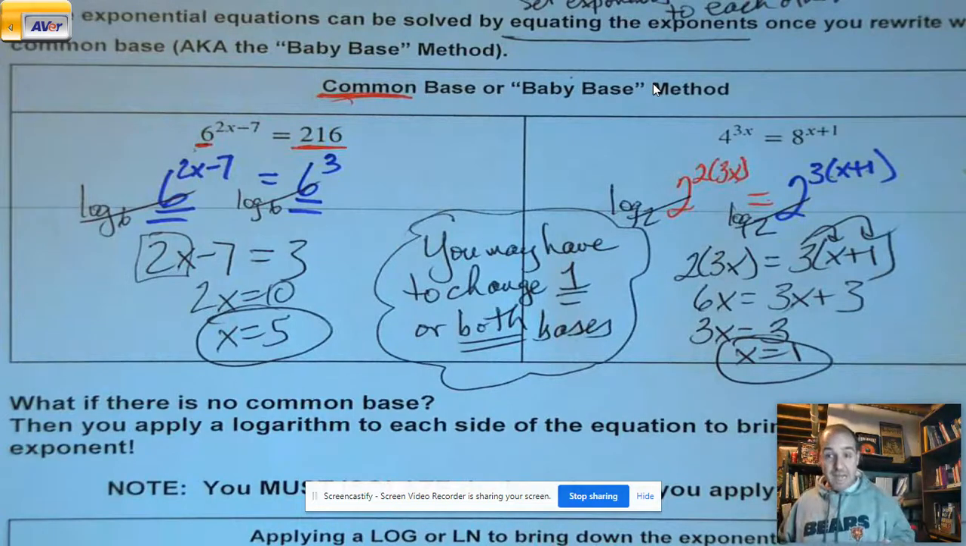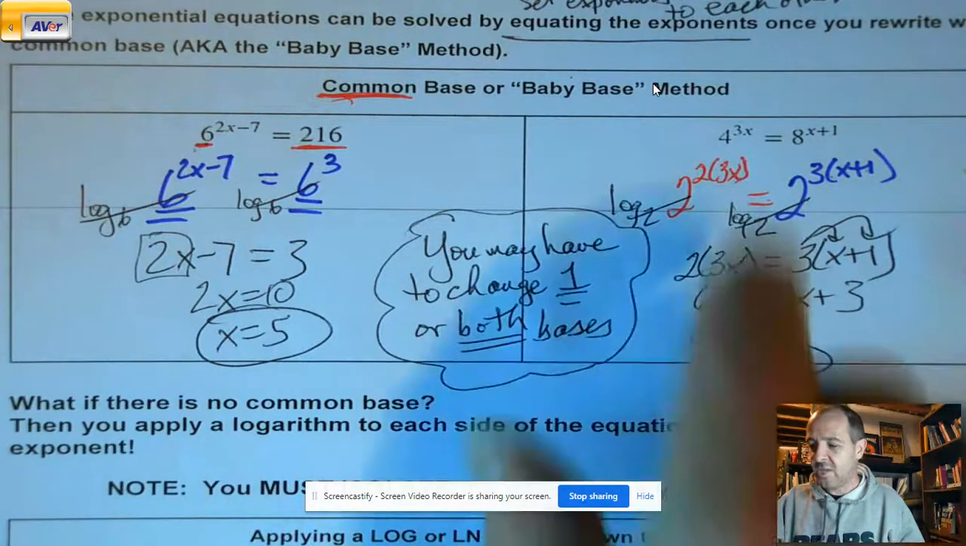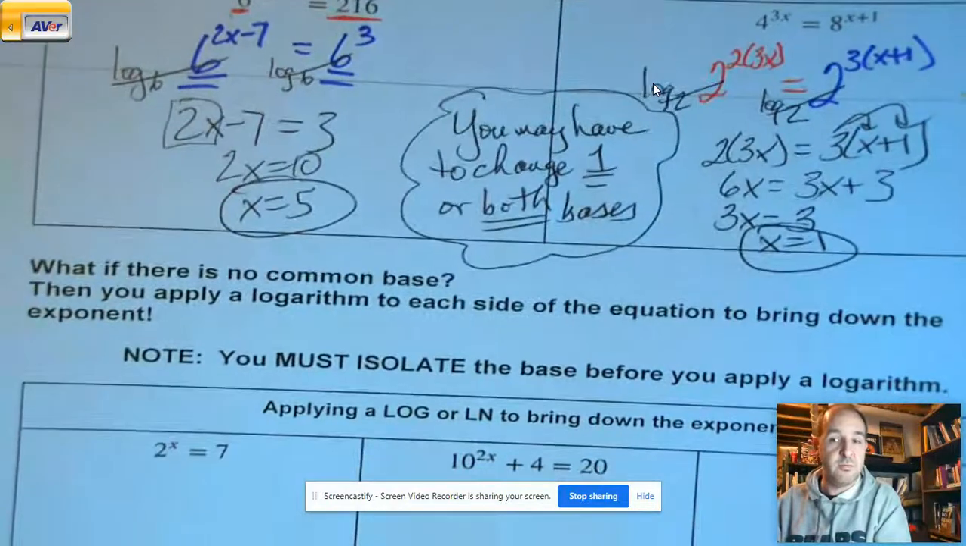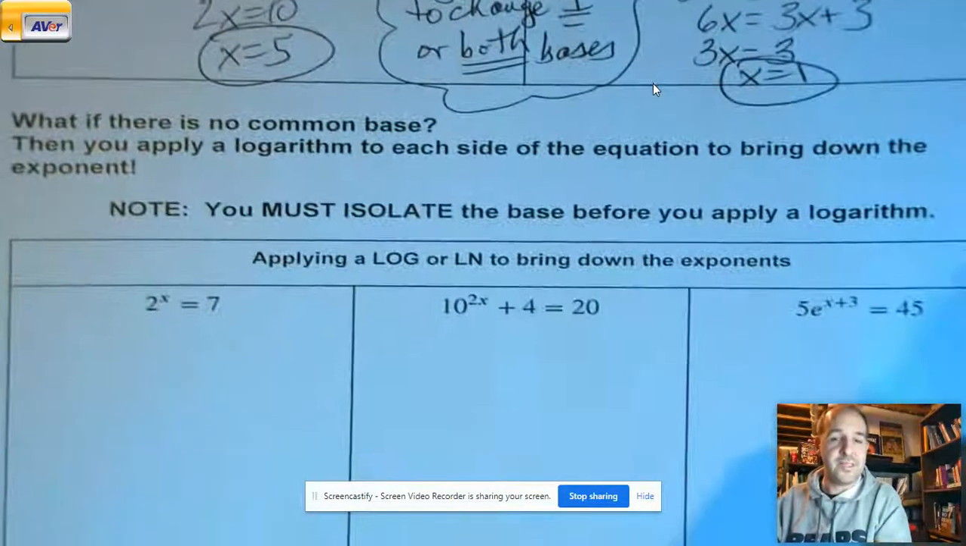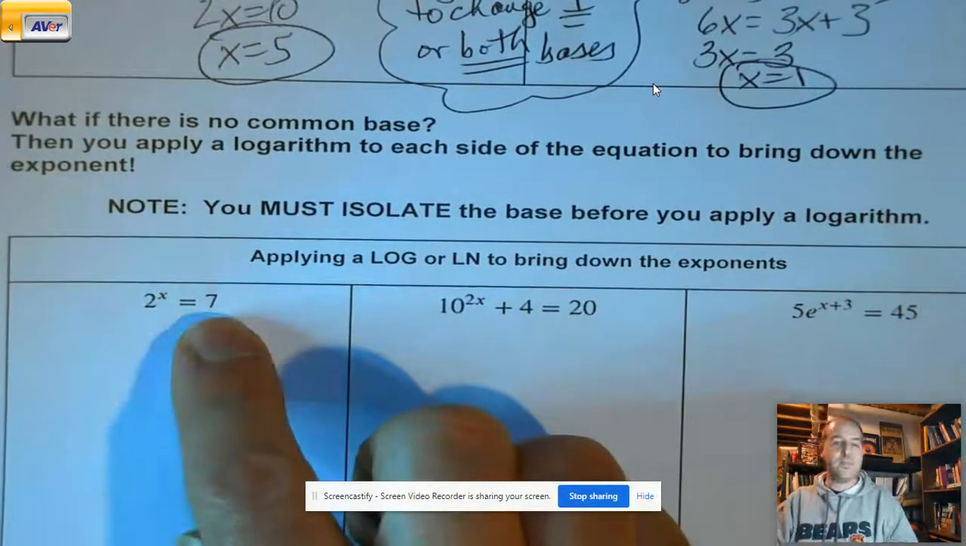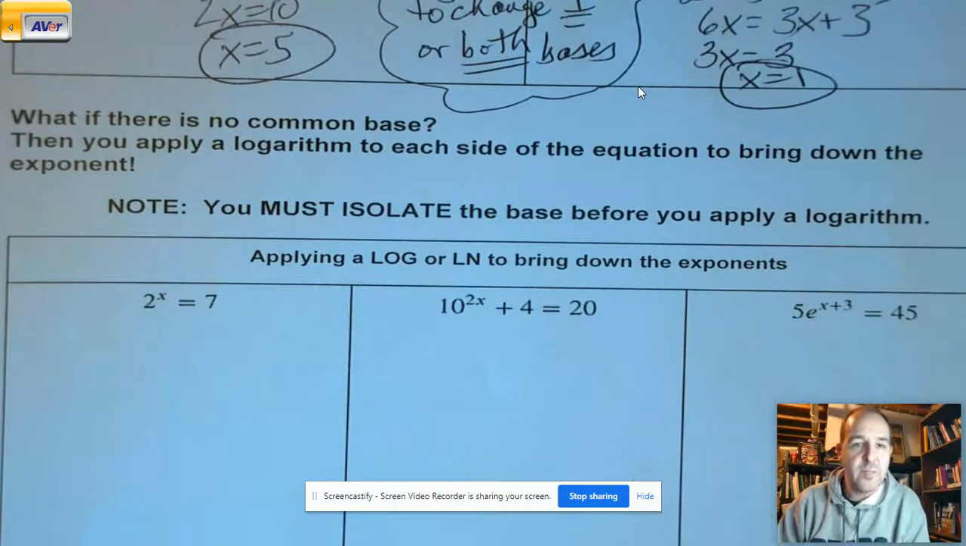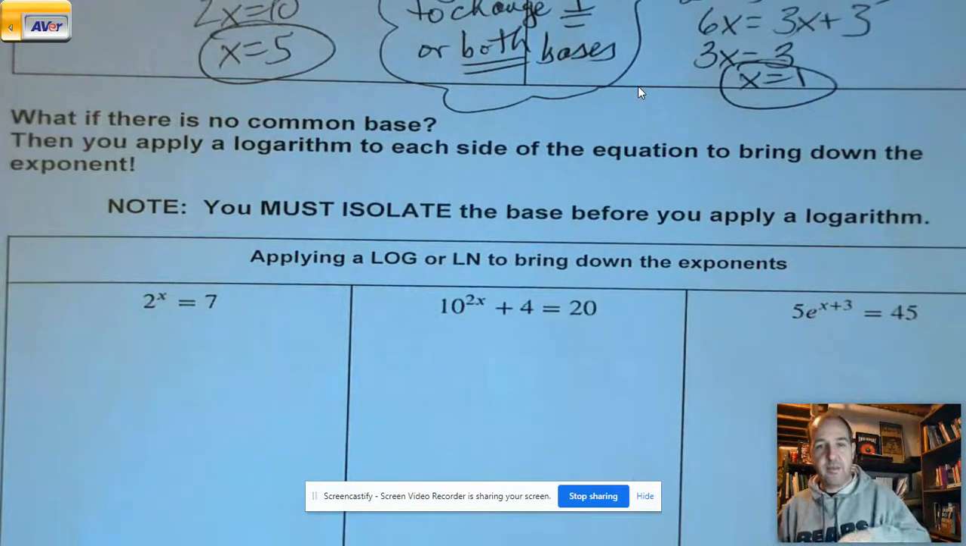But sometimes it's going to take one step further of crazy. Sometimes you may not get a common base. You get something like this next one, 2 to the x equals 7. I can't take 2 to some power and get 7 unless it's some crazy decimal. So here's what we're going to do instead.